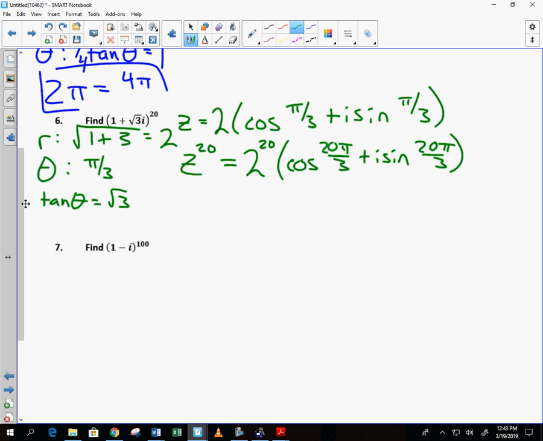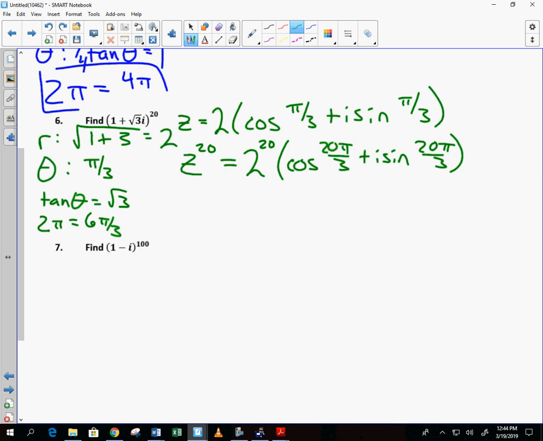Everybody agree that 20 pi over 3 is more than once around the circle? Definitely more than once around the circle, isn't it? So let's subtract off 2 pi, which is the same as 6 pi over 3. So we take that 20 pi over 3 and we subtract off 6 pi over 3. What do you get? 14 pi over 3, minus 6 pi over 3 again. What's that? Yeah, you subtract the 6 pi over 3, you get 14. Subtract the 6 pi over 3 again, you get 8. Subtract 6 pi over 3 again, you get 2 pi over 3.